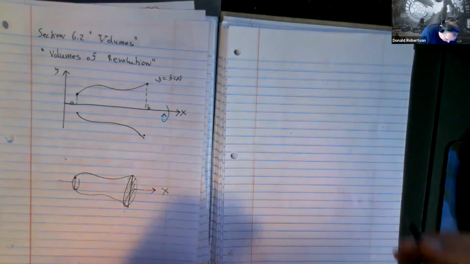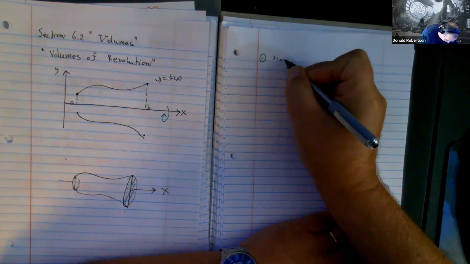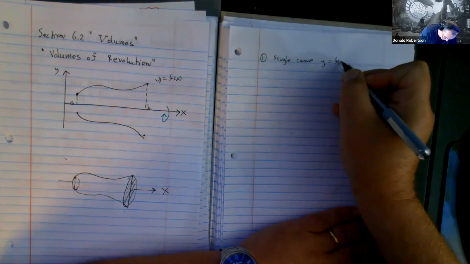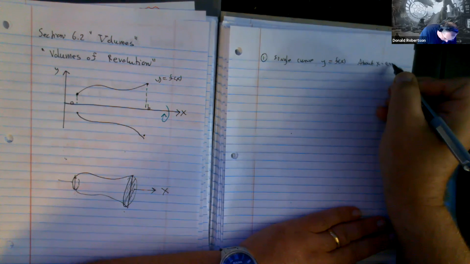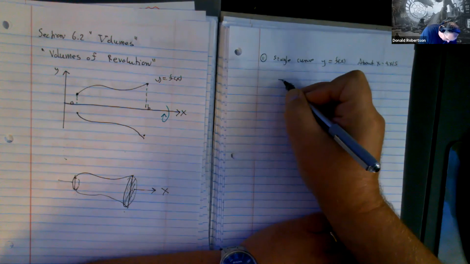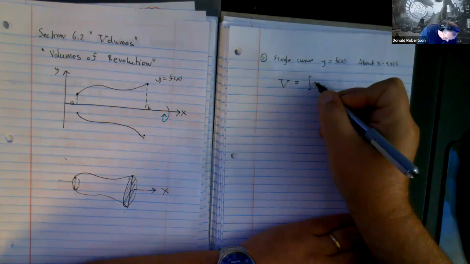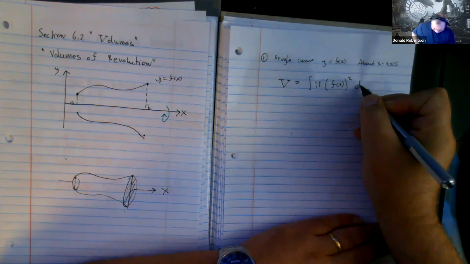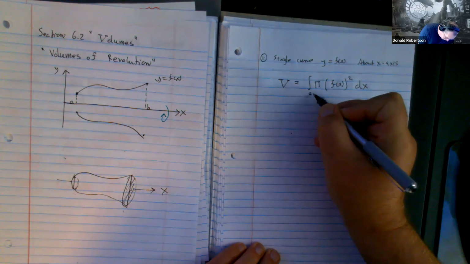So, situation 1. If it's a single curve, as this one is, y equals f of x, and it's about the x-axis, then the volume V is the integral of pi, whatever f of x is, squared dx. And you would do it from wherever you started and finished.